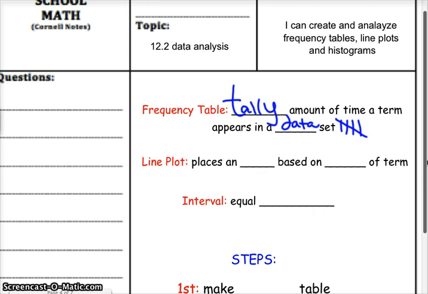A line plot. What you do, you place an X based on the frequency of a term. Frequency, amount it happened. And an interval is equal parts. Okay? That's vocab you need to know for today's lesson.